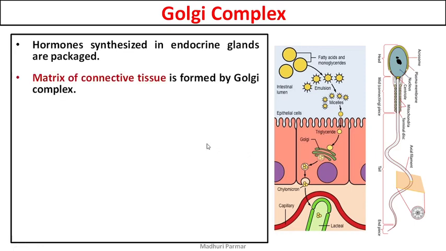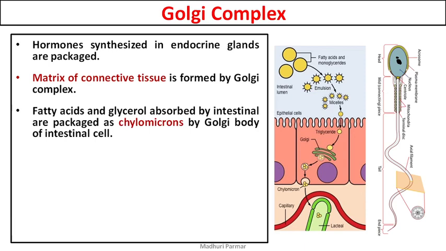Fine. Second thing, matrix of connective tissue. You must have heard of extracellular matrix. Just think of areolar tissue if you can remember or if you can refer. Areolar tissue has matrix. Matrix is nothing but some watery substance, which is also a sol, and that sol has collagen, fibrinogen, elastin, all of these different fibers present between the cells. So this extracellular matrix of connective tissue is formed by Golgi complex.